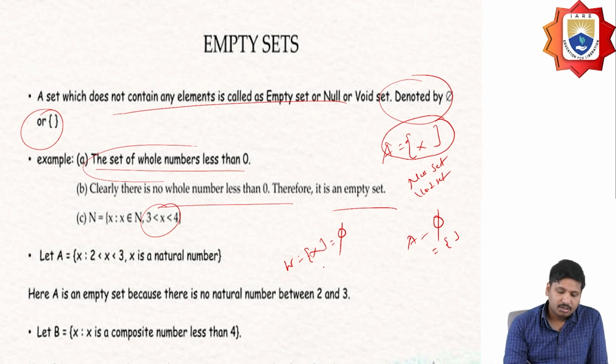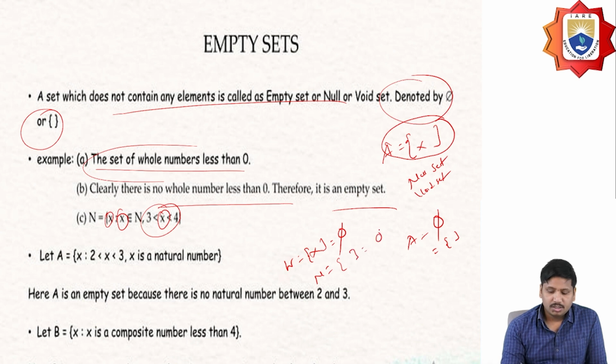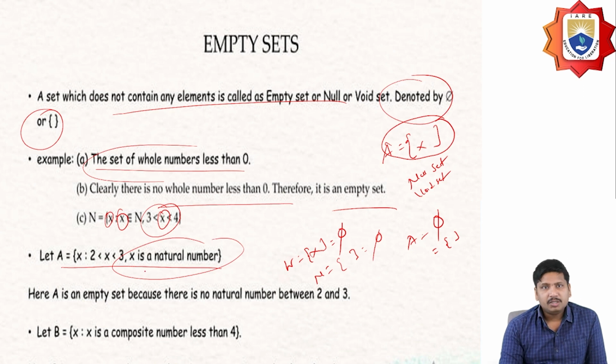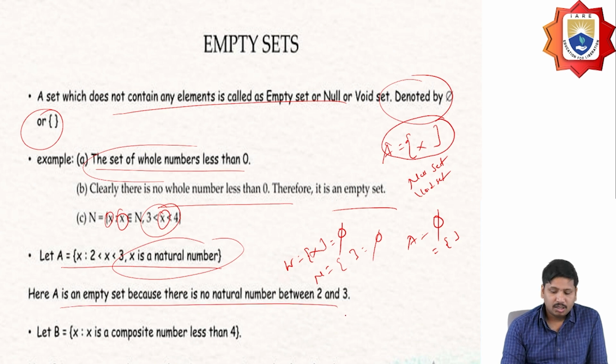So based on the condition, N is the set. Here x such that x belongs to natural numbers, and x should lie between 3 and 4. Nothing is available, so it is an empty set. Let's take another example. A is the set of x such that 2 less than x less than 3, where x is a natural number. No element is present between 2 and 3, so A is an empty set because there is no natural number between 2 and 3. And B is the composite numbers less than 4. So these are some examples of empty sets.